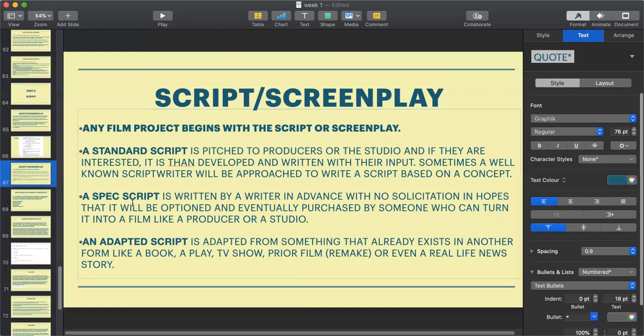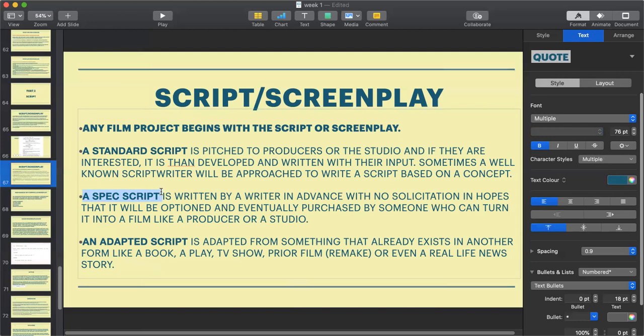Okay, spec script is actually what I told before, that you don't have any plan of making any film or anything. You just write a script. Okay, you can also write a script now, and later it can be purchased by someone, or it can be given to some director or someone who will make a film out of your script. Okay, so a spec script is actually a script which can be written by anyone anytime.